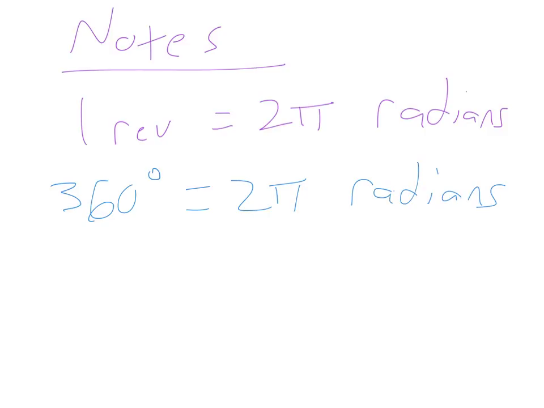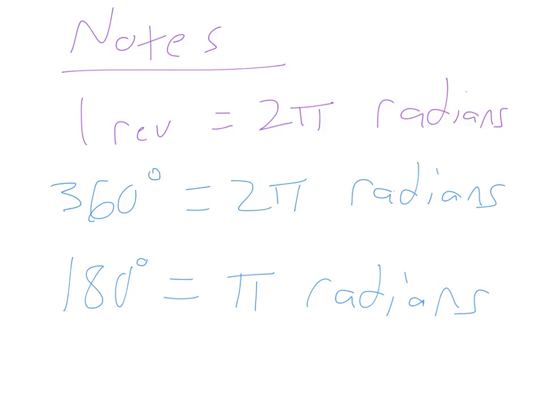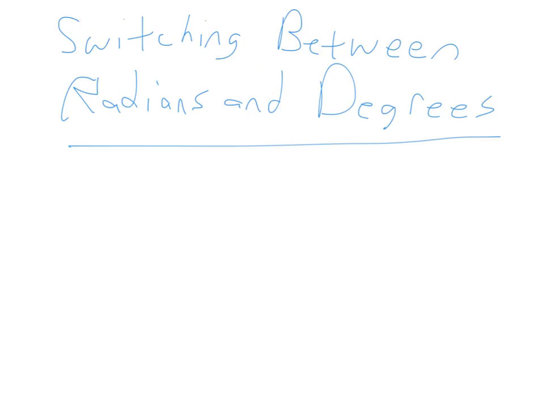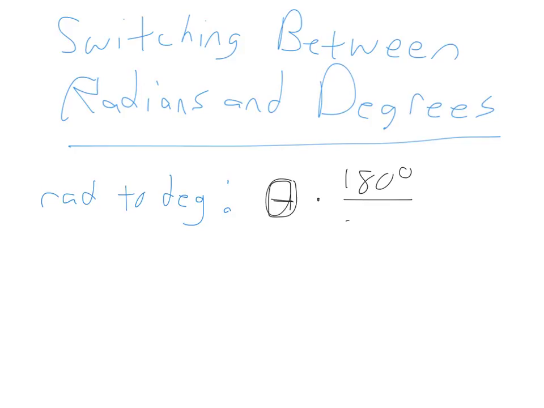So if we divide that by 2, we can say 180 degrees is equal to pi radians. Now if we want to switch between radians and degrees, this is how we do it. If our angle is in radians and we want to switch to degrees, we take our angle, which we're going to denote by the Greek letter theta, and we multiply it by 180 degrees all over pi radians.